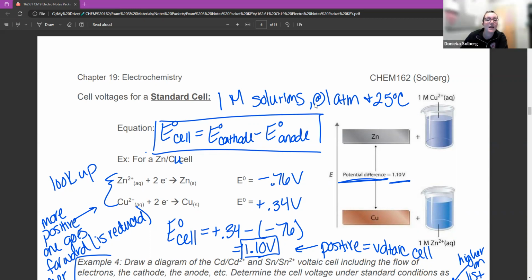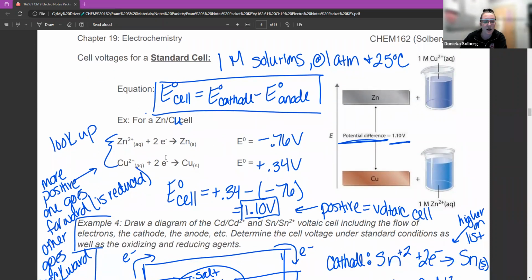Okay. And how to calculate the amount of voltage for a specific cell is just the E naught of the cell, meaning the standard cell potential, is equal to the E naught of the cathode minus the E naught of the anode. So you just look up the number for the cathode, you look up the number for the anode, and it is the difference. Okay, so we were using this zinc and copper example. If you look up zinc's E naught, it is negative 0.76 volts. And if you look up copper's, it is positive 0.34 volts. So I do the cathode minus the anode.